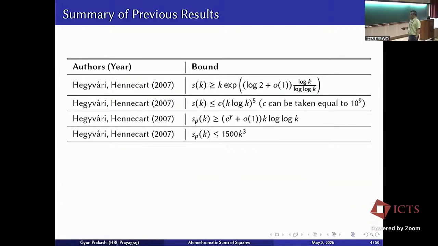I am denoting by s_k the problem for the set of squares, with the corresponding bounds. When you take A to be the set of primes and consider the problem, for that number I am denoting s_P(k). Then Hegyvári and Hennecart proved a lower bound of k log k, with gamma the Euler constant, and they also obtained an upper bound of 1500 k^3.